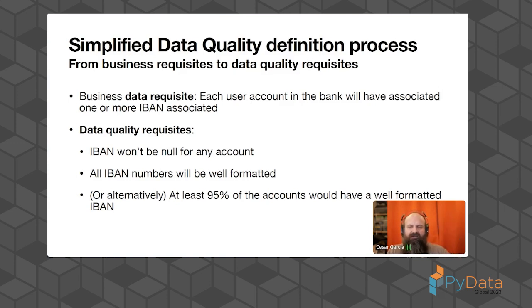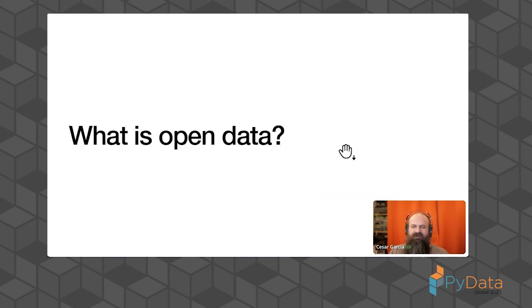So for bank accounts, it might be, for example, our requirements. Whenever we're dealing with this, we just define the data requisite, then we find out the data quality requisites. And these two are different. The first is what the business is asking for, and the second is to what extent this requisite is fulfilled. Maybe all the IBAN numbers have to be well formatted, but maybe at least 95%. This is something you have to figure out, and this will help you create your rules.